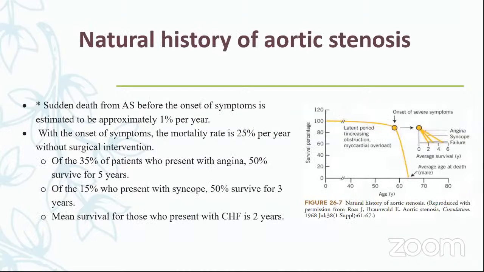What is the natural history of aortic stenosis? Patients who develop severe AS have a long period of asymptomatic progression in which morbidity and mortality is relatively low. Sudden death from AS before the onset of symptoms is estimated to be around 1% per year. However, if the symptoms start, the mortality rate jumps to 25% per year without surgical intervention.